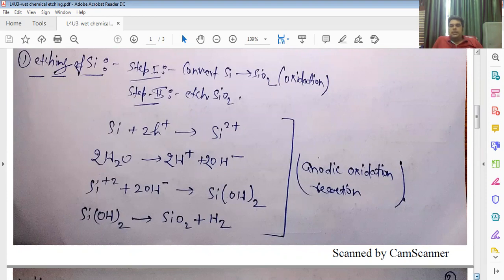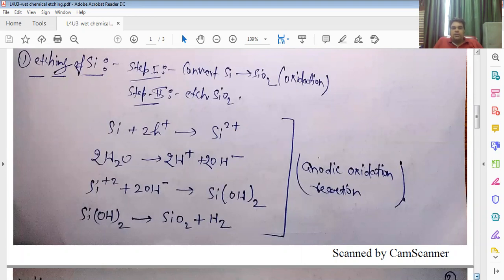So etching of silicon itself contains two steps. First, silicon is converted into silicon dioxide by using oxidation. The anodic oxidation reaction takes place first, and silicon is converted into silicon dioxide. Then in the second step, we etch silicon dioxide. This is how we etch silicon.